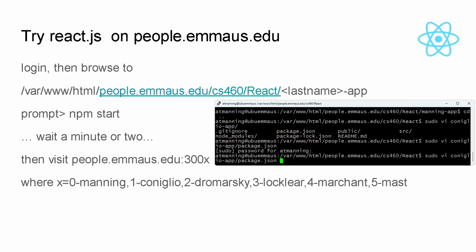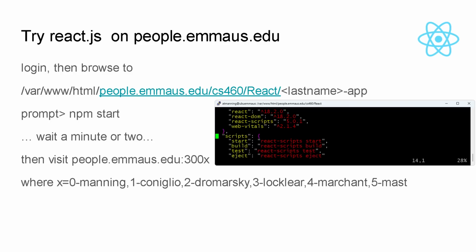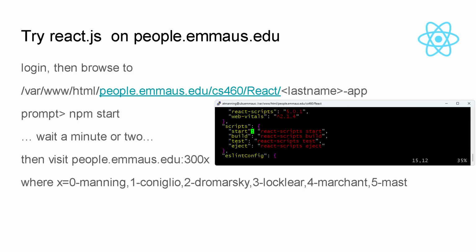Okay, now I do the same thing for Dromarski. You're going to be port 3002. So when you do the npm start, you get the right port assigned to you.